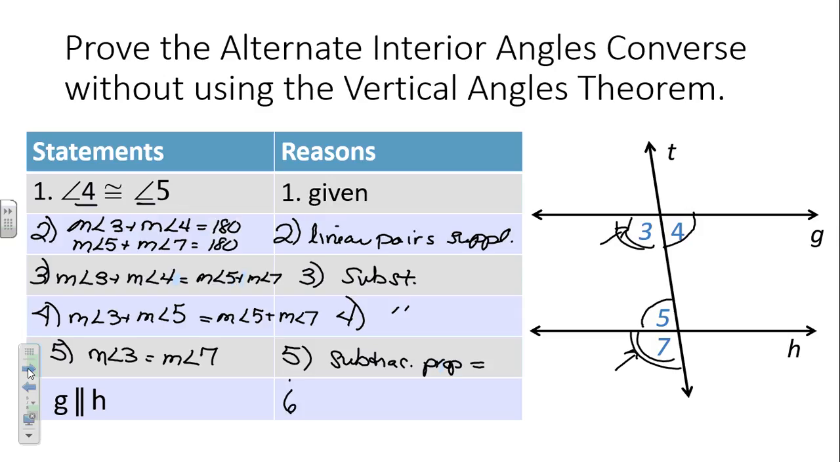So our reason for this can be subtraction property of equality. Okay? And since our corresponding angles are congruent, we can use its converse. That says that if we have lines that are cut by a transversal and our corresponding angles are congruent, then those lines have to be parallel. And now we can use the alternate interior angle converse from here on out.